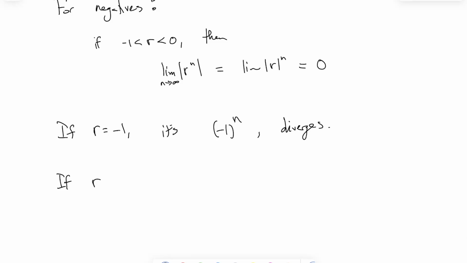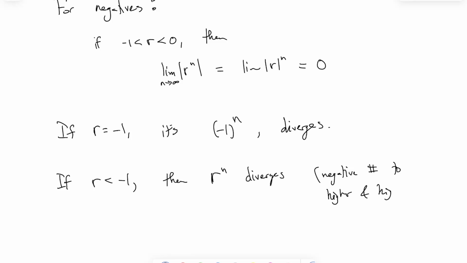So if R is less than -1, again, sorry, it's not by the absolute value thing, but this is a negative number to extremely high powers. This is going to diverge also. Then R to the n diverges. That is to say, it's a negative number to higher and higher powers.